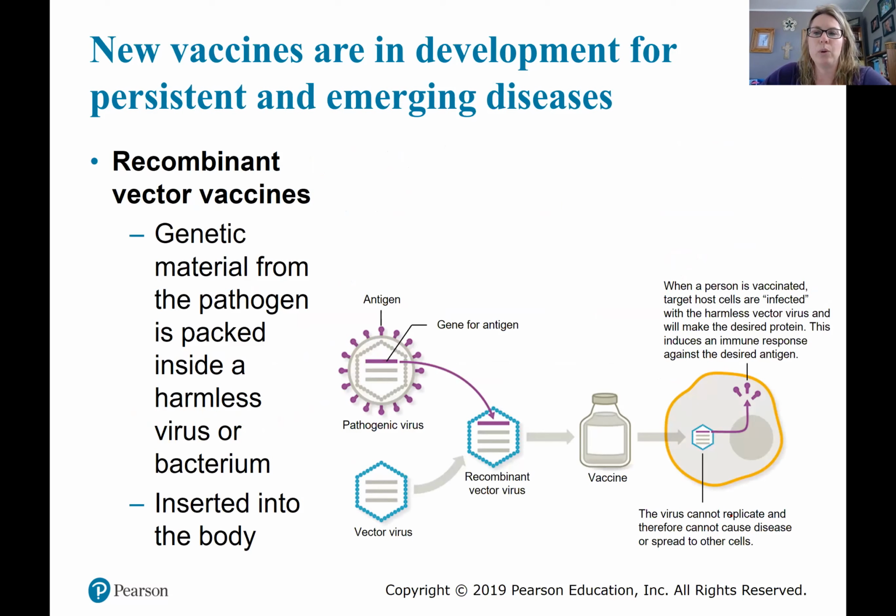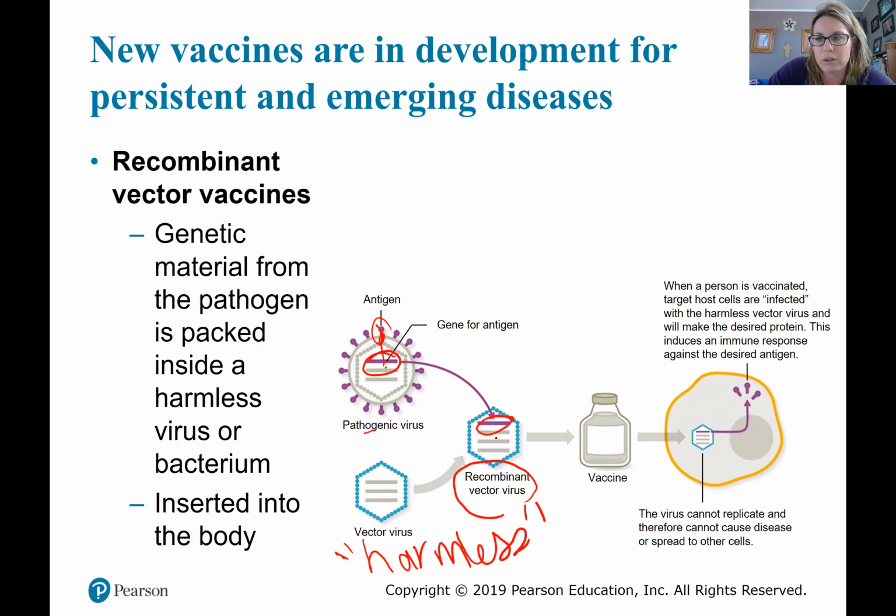And then the other newer area is the recombinant vaccines. This is where we would still do the same thing: take the antigen-producing gene from the virus. Here's the antigen, the little spikes, and here's the gene that codes for the production of that spike. They would remove it, put it into a quote unquote harmless virus, and then inject this harmless virus with the foreign gene that produces the antigen into the person.